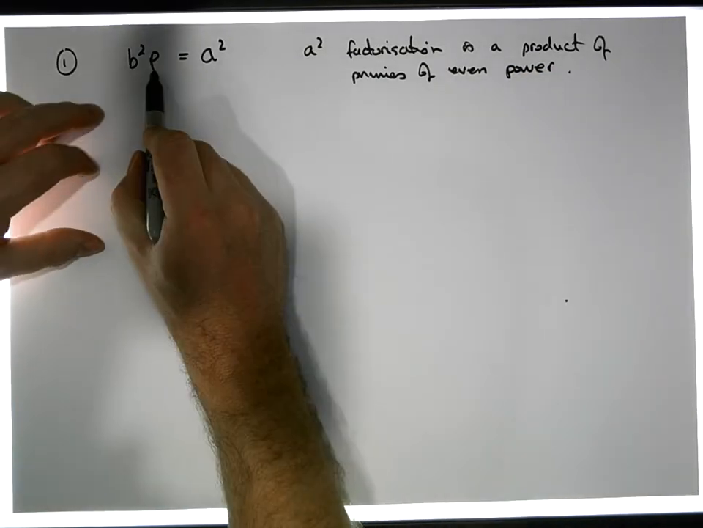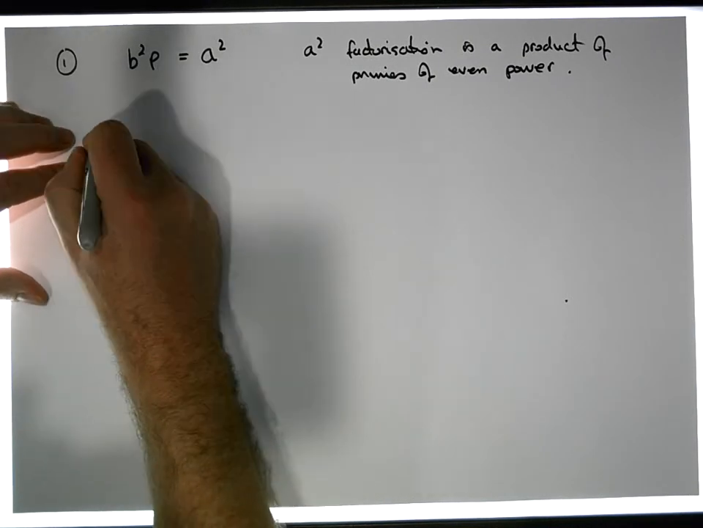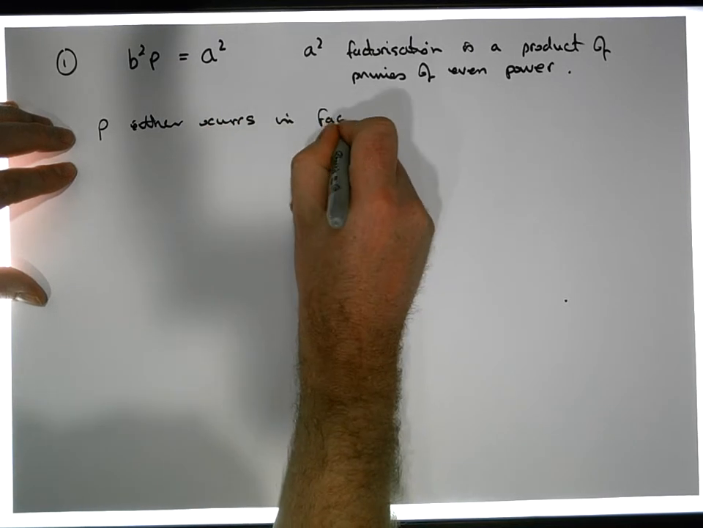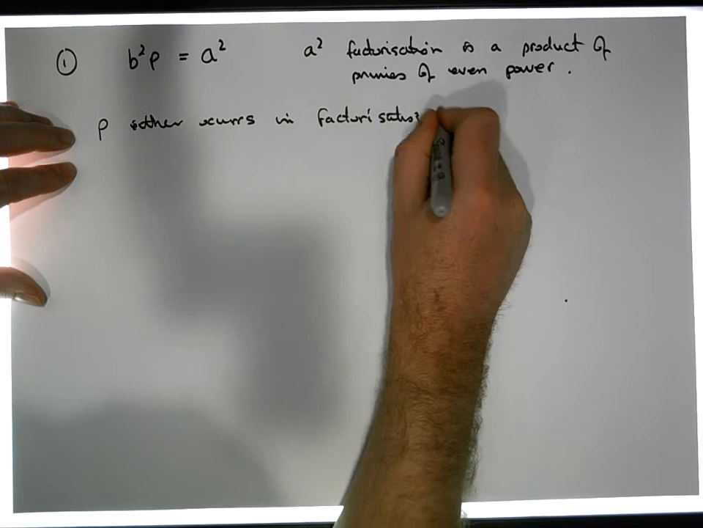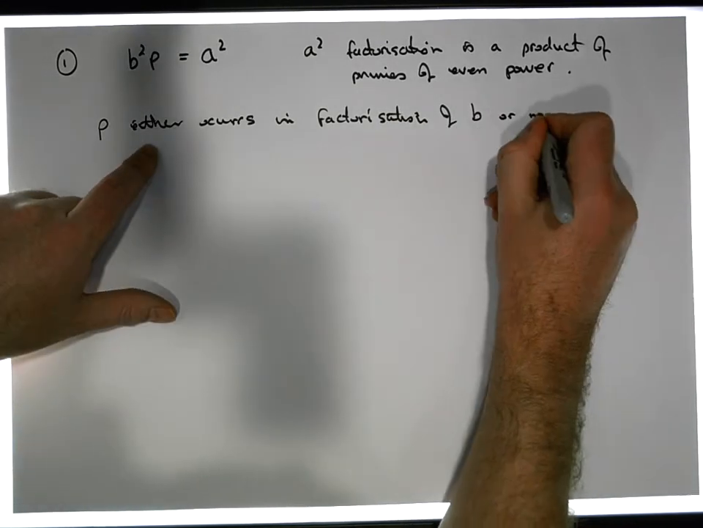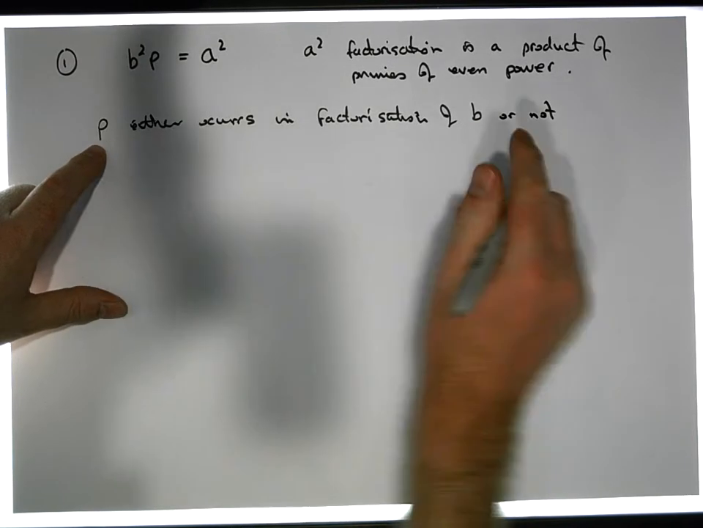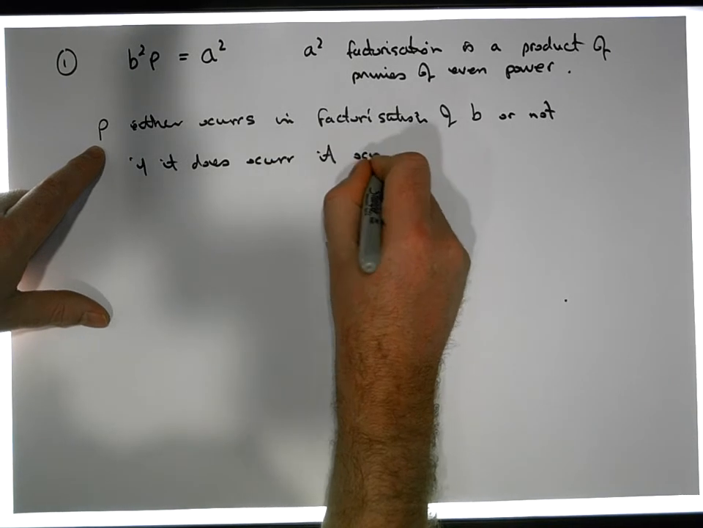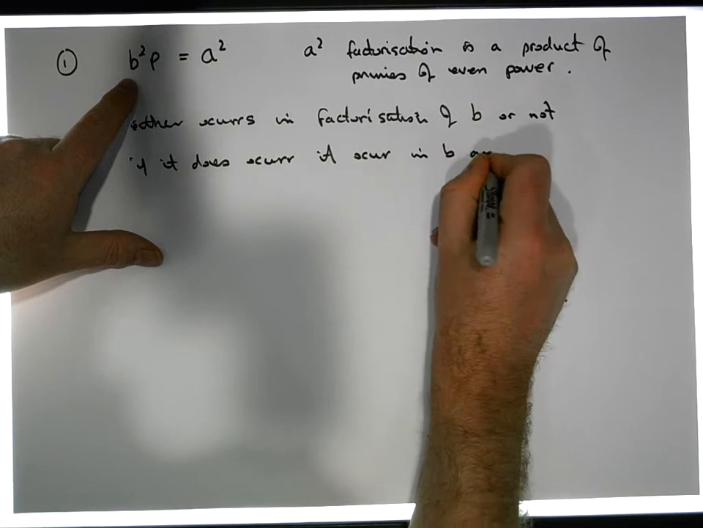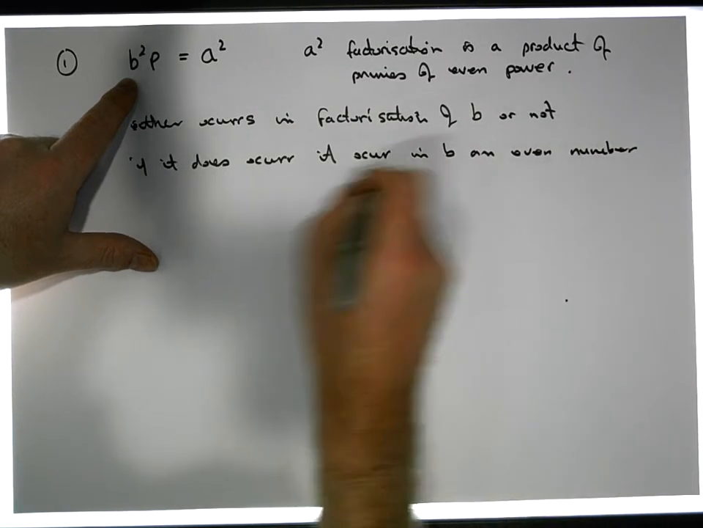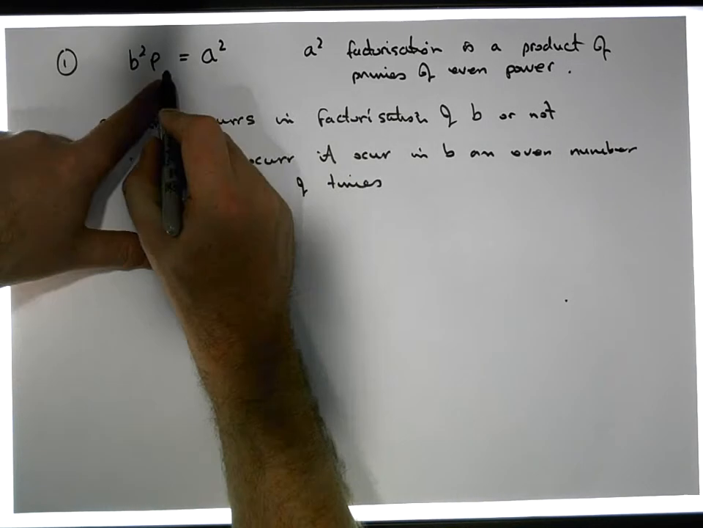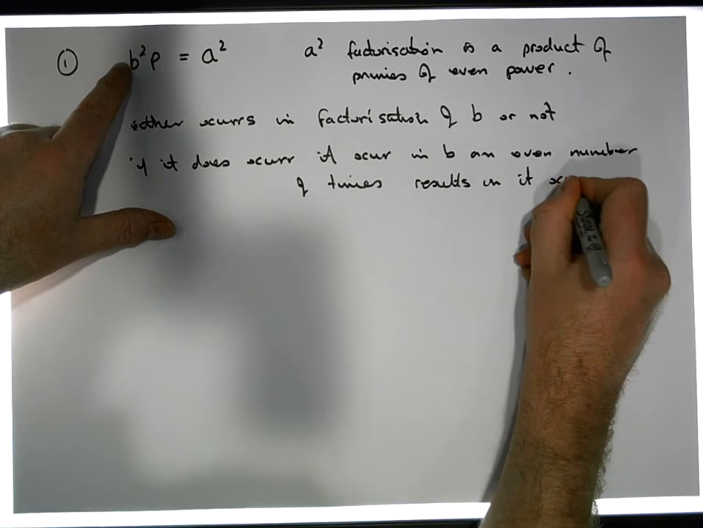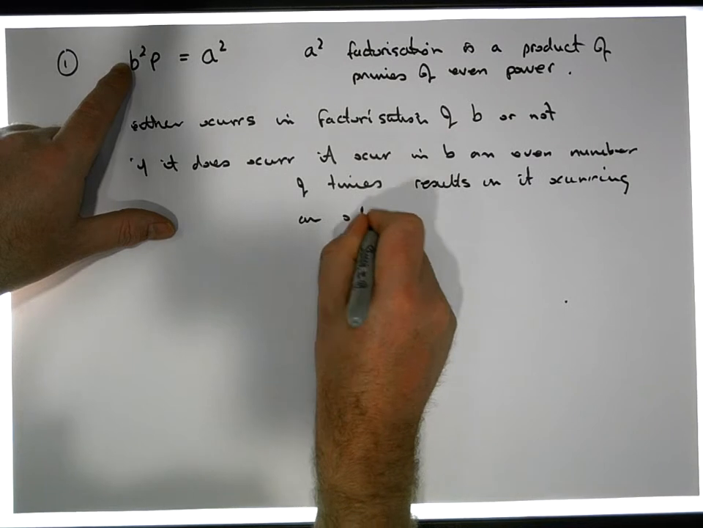Now, p is a prime. It either occurs in the factorization of b, or not. If it does occur, it occurs in the factorization of b an even number of times. And then this p times itself results in it occurring an odd number of times.